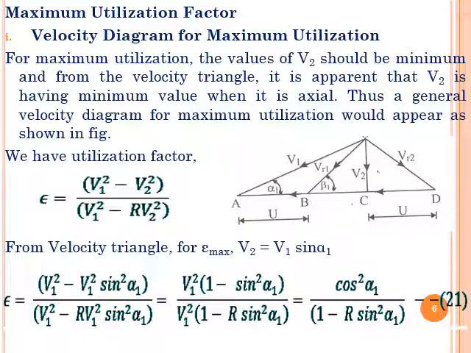Here V1 square is common, so take it outside. Now the relation is V1 square into 1 minus sin square alpha 1 at the numerator, and at the denominator V1 square into 1 minus R sin square alpha 1. Now V1 square in the numerator and denominator cancel. Finally we get 1 minus sin square alpha 1 at the numerator. Mathematically, 1 minus sin square alpha 1 is cos square alpha 1, and the denominator is 1 minus R sin square alpha 1.